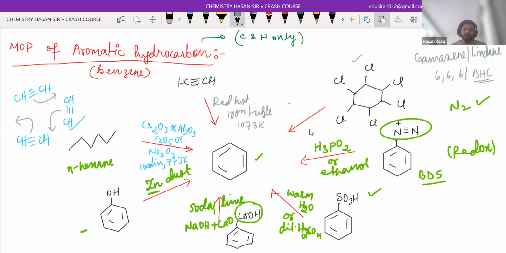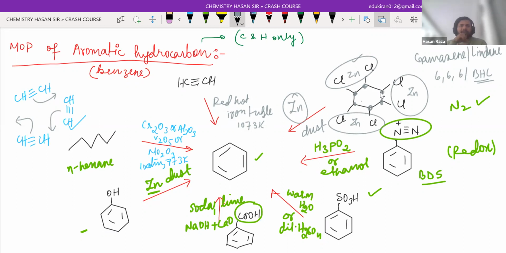What will this zinc do? This zinc will come like this and take two chlorines out. Then this zinc will also come here and take out chlorine. This zinc will also come here and take out chlorine, and there will be a double bond between this carbon and this carbon, and then this carbon and this carbon, and then this carbon and this carbon. And here is how we prepare benzene.